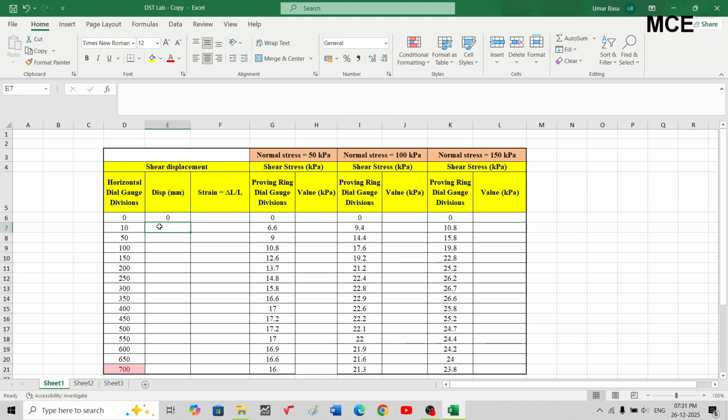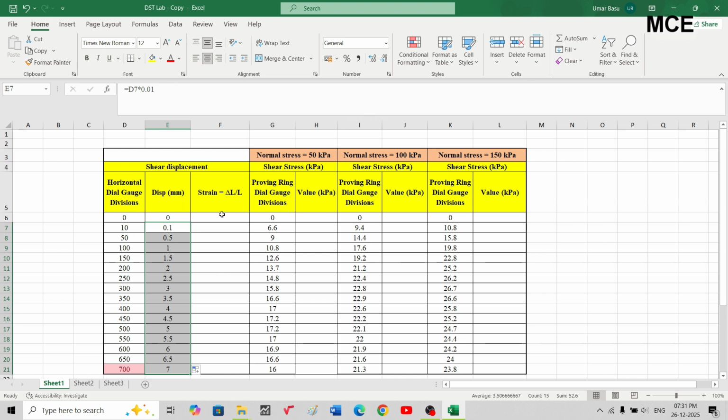For 10 it's 10 into 0.01, that is 0.1 mm, the displacement at a horizontal dial gauge reading of 10. Similarly, for the rest, 50 will be 50 into 0.01. So you select this cell and drag it till the last, and Excel will automatically calculate the displacement in mm for the rest of the horizontal dial gauge divisions.